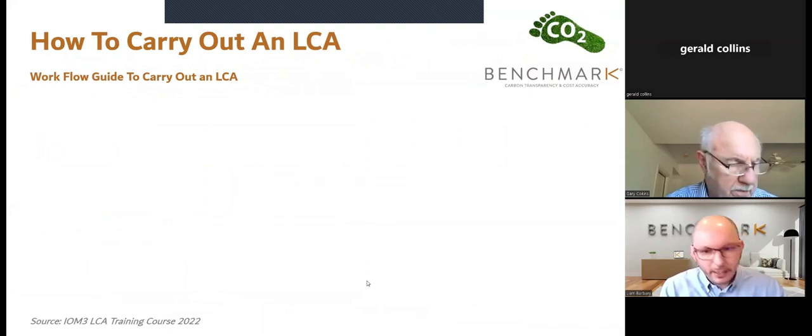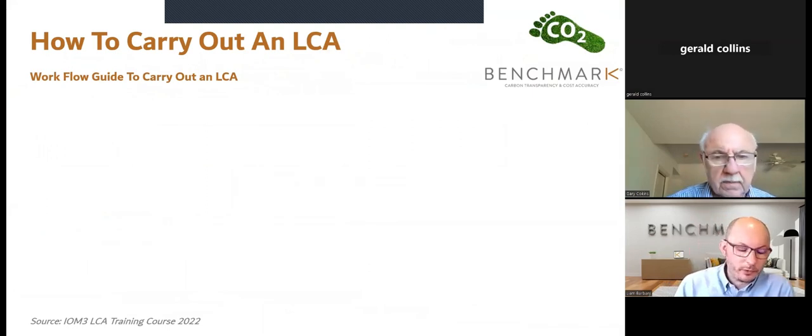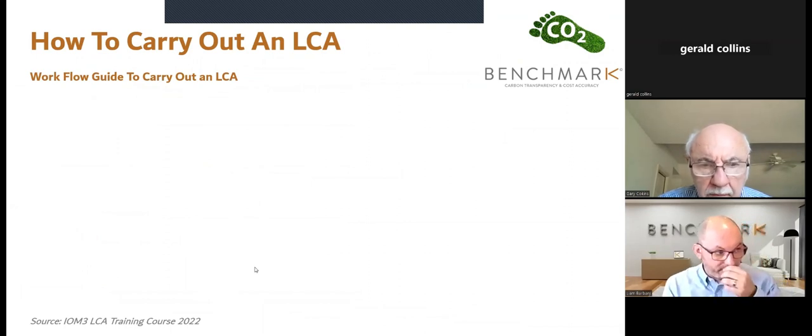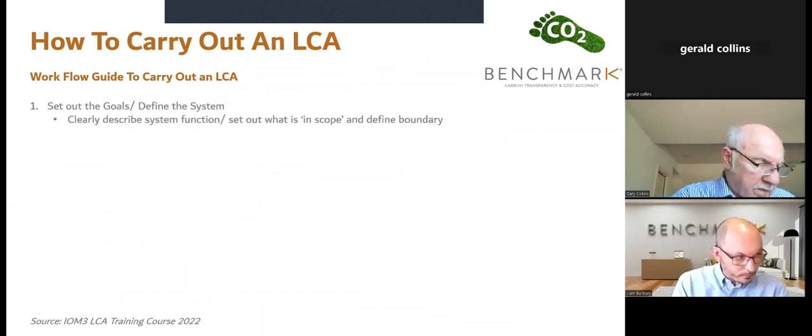So if we've talked about some of the key definitions and we've talked about some of the data, where to get your data from to do a carbon footprint assessment, the next thing to talk about is how do we actually carry out a life cycle assessment?